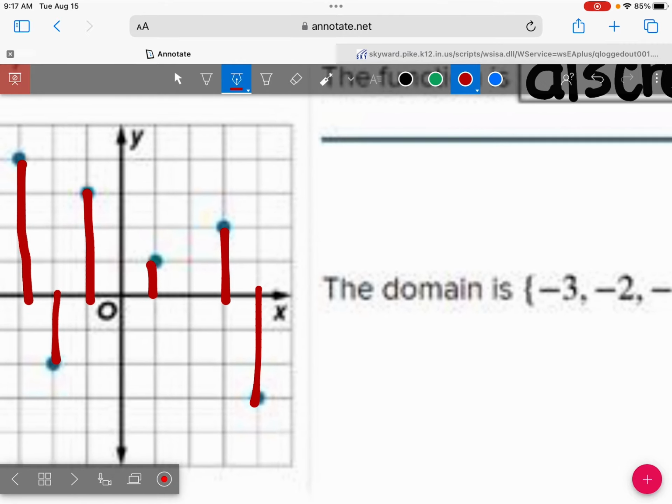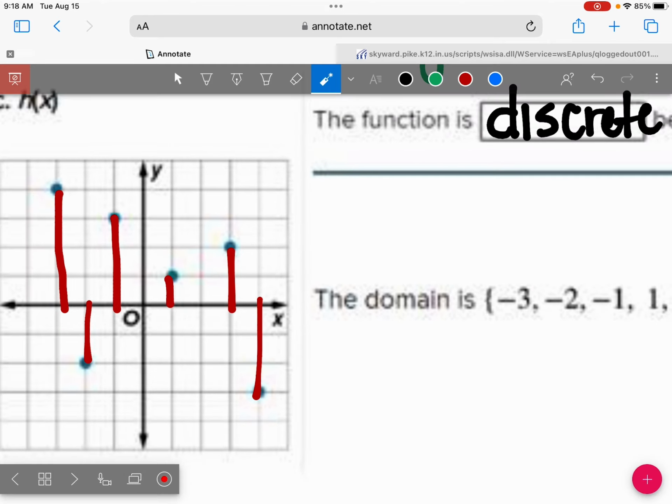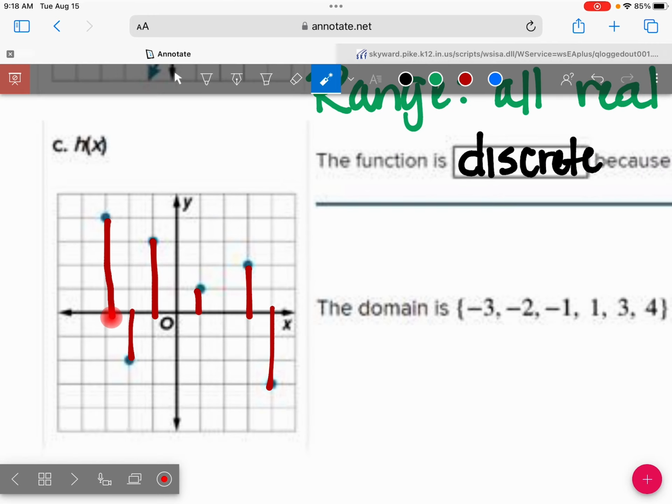So your domain, because my first one, x is -3, and then it's -2. Do you see these numbers listed off to the side here? These are the x values of every point on the graph. So if I look at the x values, I have a point at -3, and then there's a point at -2. There's a point at -1, a point at +1, a point at +3, and a point at +4. That's your domain.